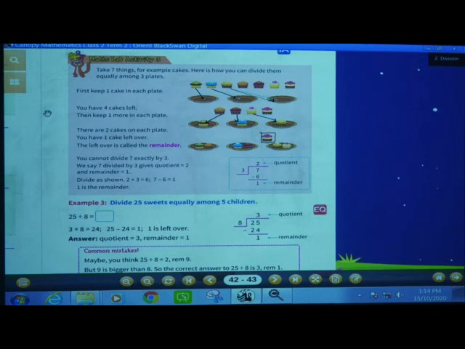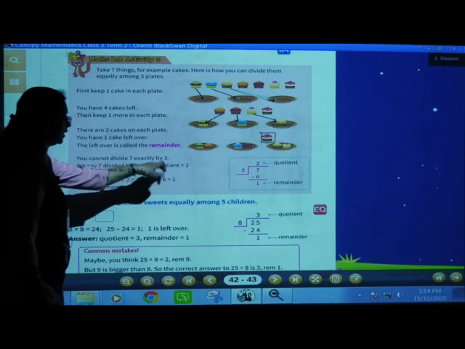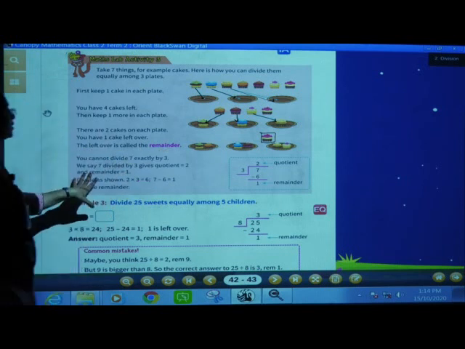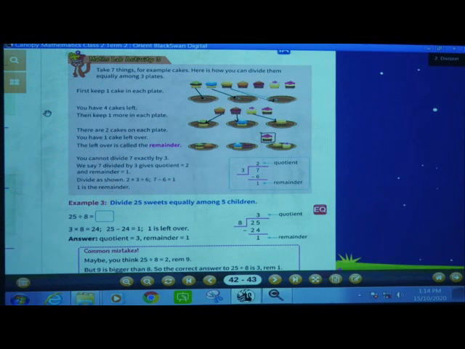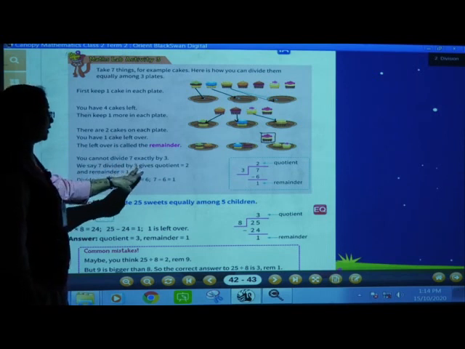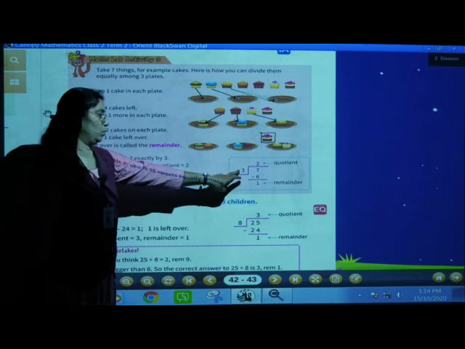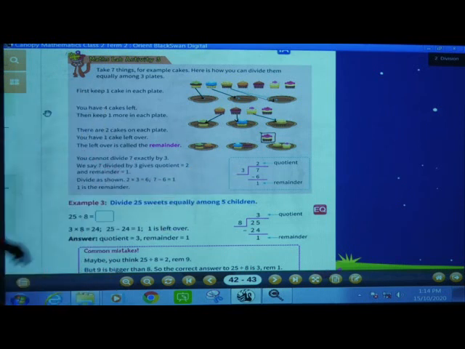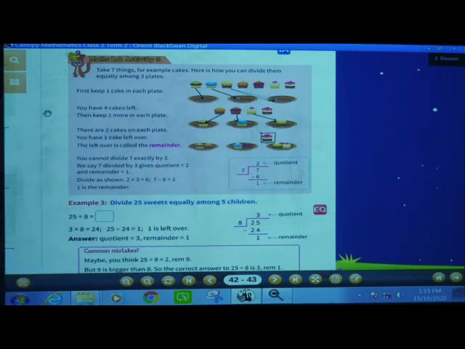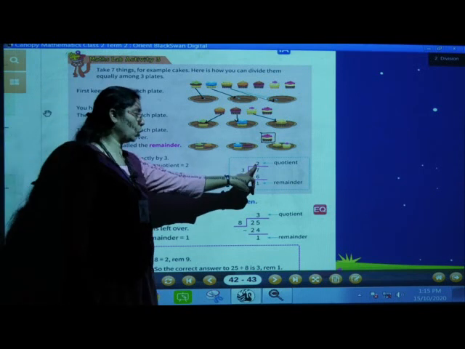Means we cannot divide 7 exactly by 3 because 1 cake is left over. Means 1 is the remainder. We say 7 divided by 3 gives quotient 2. Means each plate got 2 cakes.